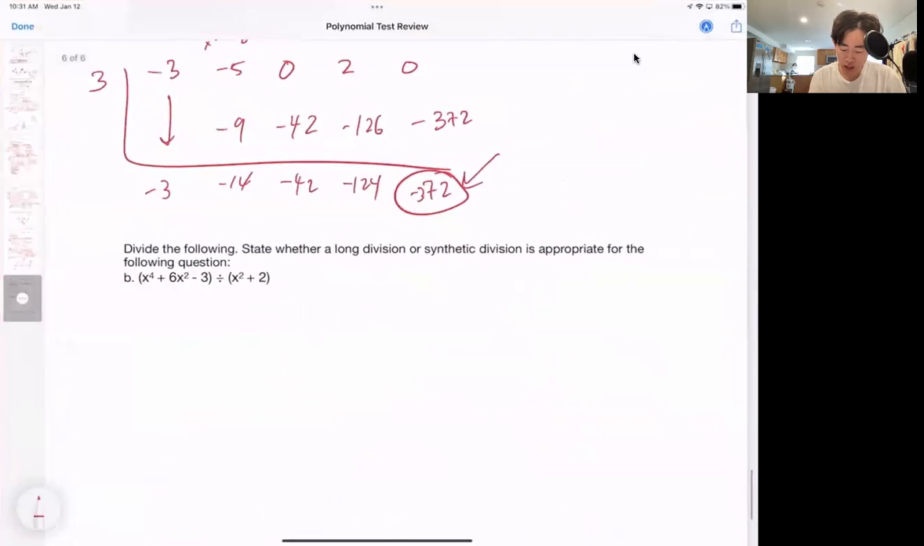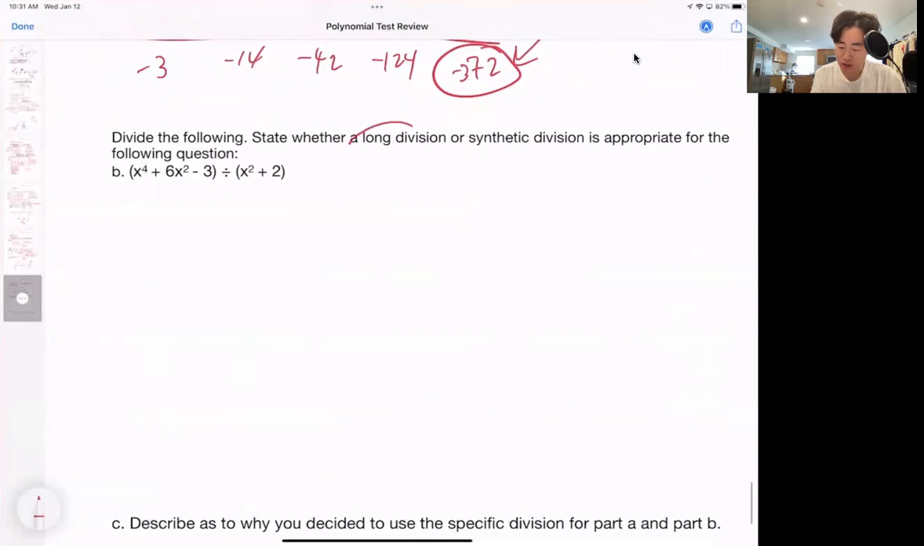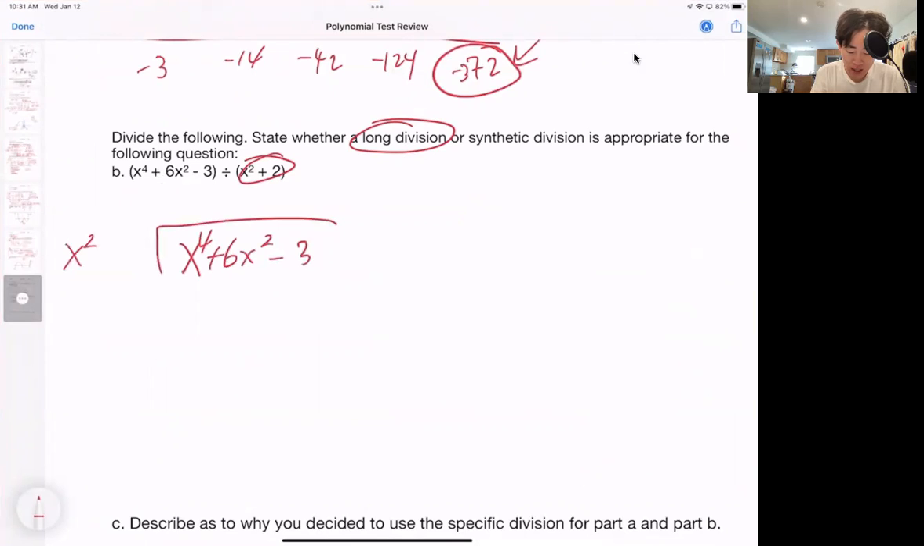All right, divide the following. We want to use, obviously, long division for this because we don't have a simple divisor. We have x squared plus 2. So we have x to the power 4 plus 6x squared minus 3 divided by x squared plus 2. The way that we are going to do this is that you're going to put x squared at the top just so that you can match the first terms together. That's x to the power 4 plus 2x squared, and then we're going to subtract them, 4x squared minus 3.